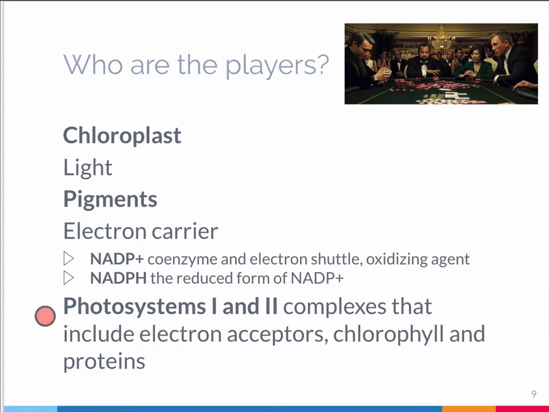Finally, we have photosystems 1 and 2. These are complexes of many molecules that include some electron acceptors, like we saw in the electron transport chain of cell respiration. Also chlorophyll, the primary photosynthetic pigment that traps light energy, and of course some proteins. We'll look more closely at these photosystems in just a moment.